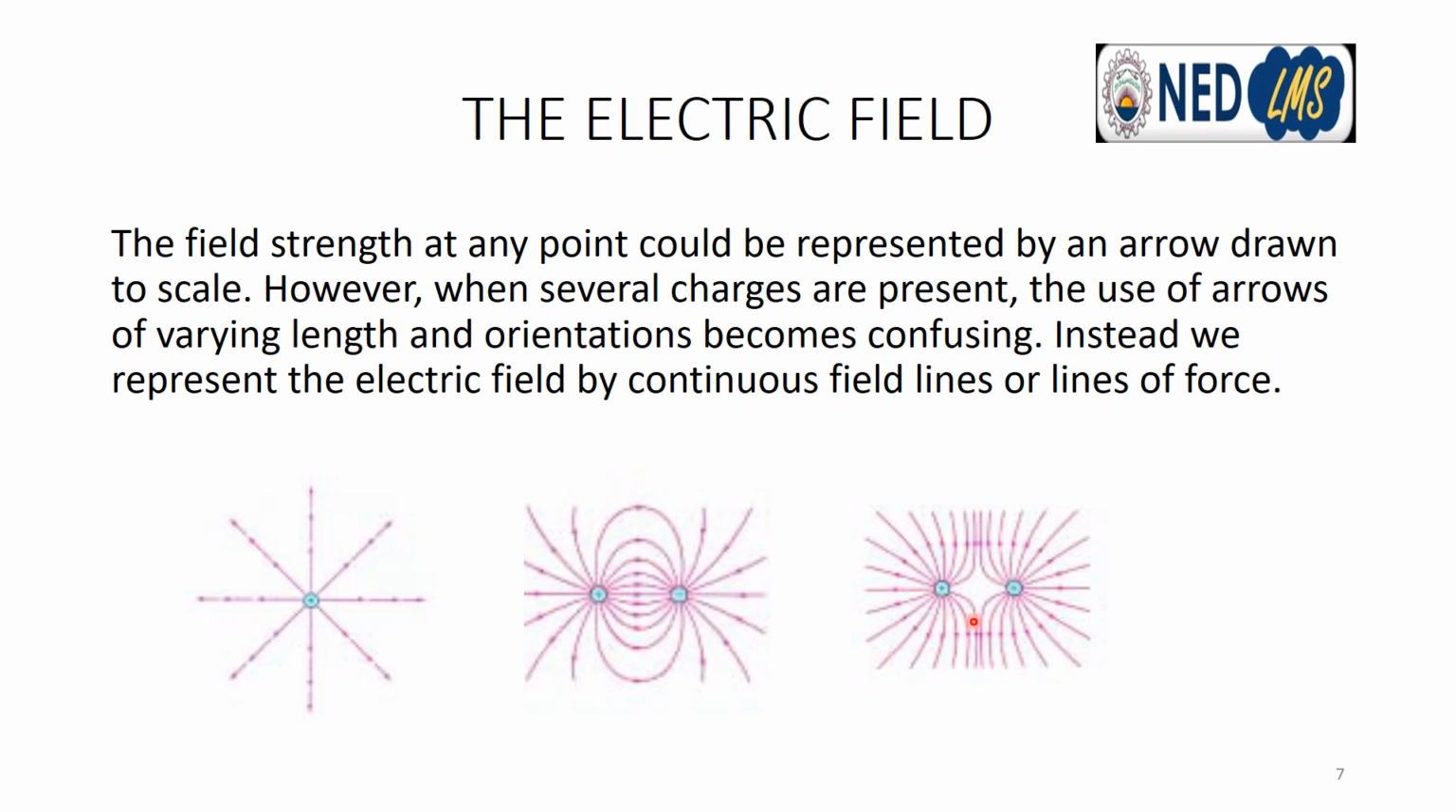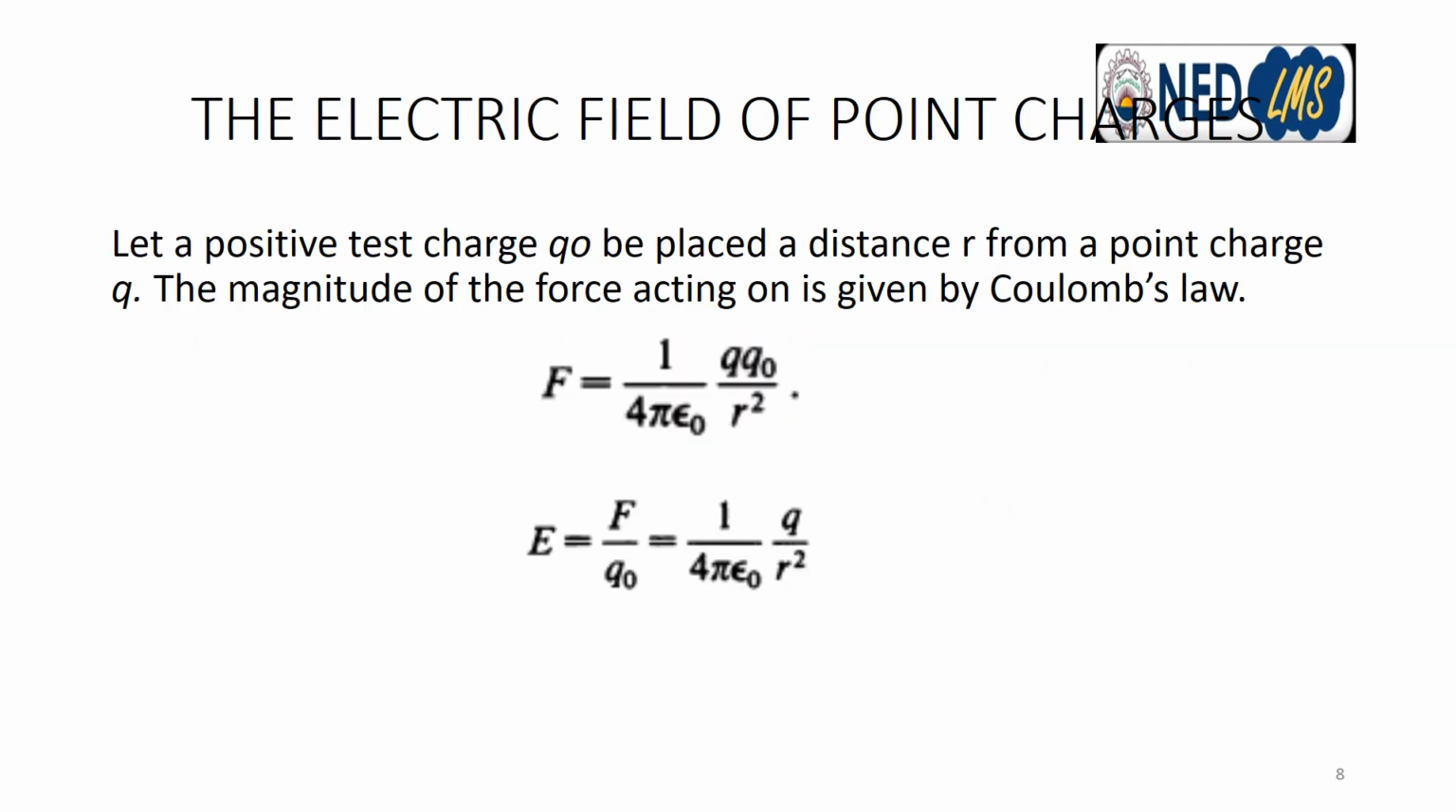meaning two of the same sign, what will happen? We have already discussed that the positive sign creates an outward electric field, so the configuration will be like this. Okay, so this is the electric field.